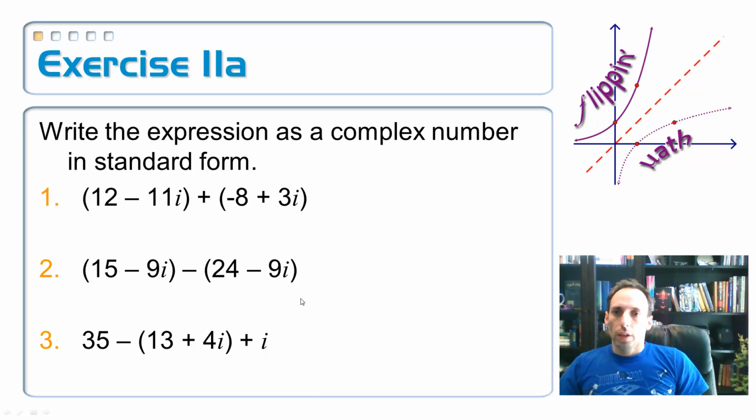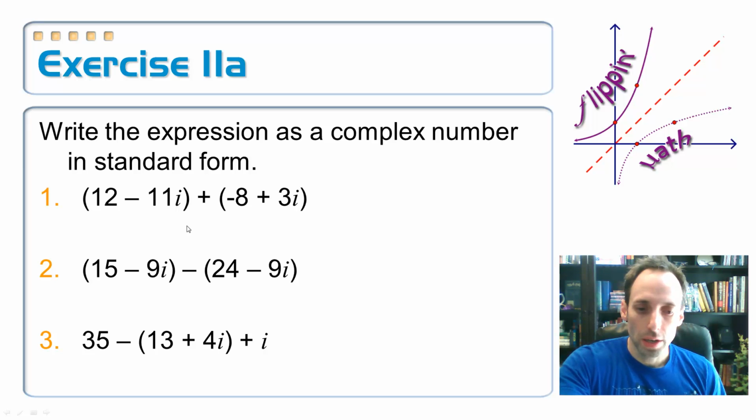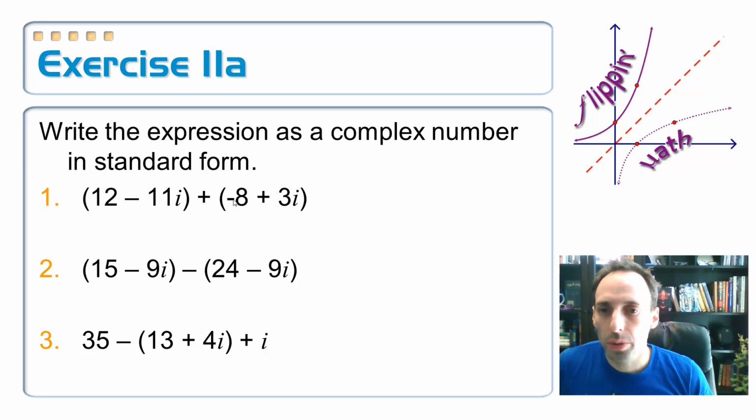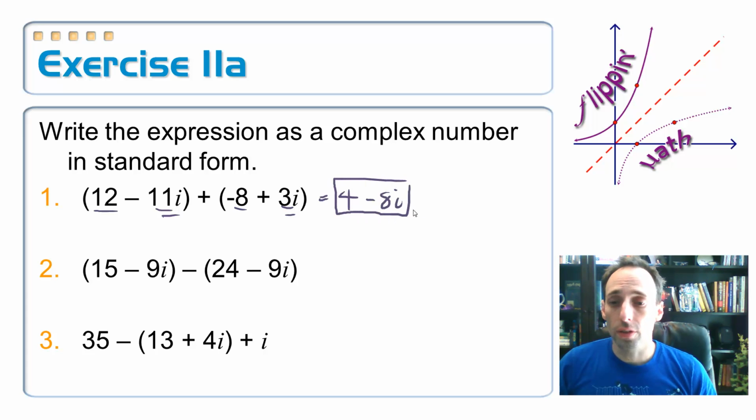Okay, so first exercise here. Adding and subtracting some complex numbers. And even though this first one has some parentheses, we can ignore them because there's a plus sign in between it. So let's just add up the real parts here. I got a 12 minus 8, which is 4. And then add up the imaginary parts, negative 11i plus 7i gives me minus 4i. That's it. That's all there is to it.